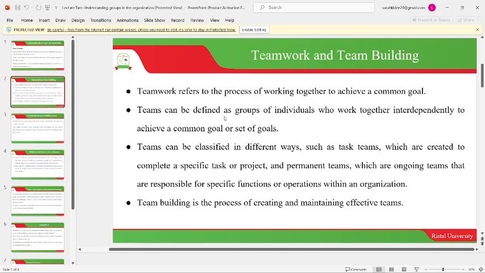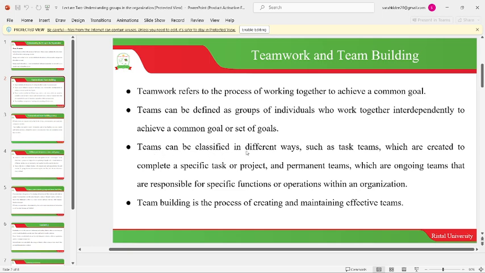So let's look at teamwork and team building. Teamwork refers to the process of working together to achieve a common goal. That is teamwork. Teamwork is the ability of group members to work together cooperatively and harmoniously towards a shared objective. They have one objective that they want to fulfill. Teams can be defined as groups of individuals who work together interdependently to achieve a common goal or a set of goals.